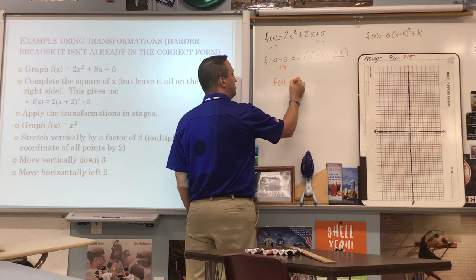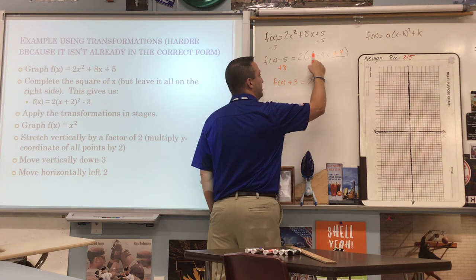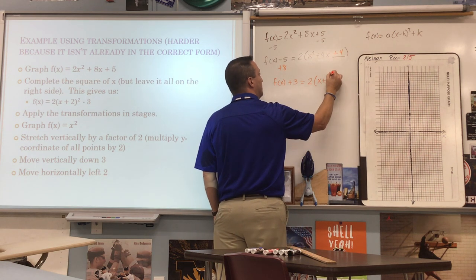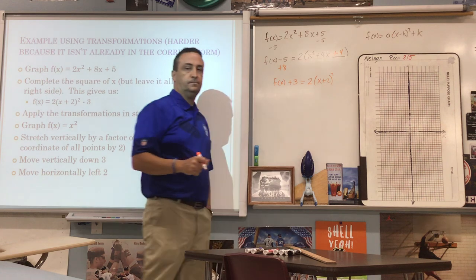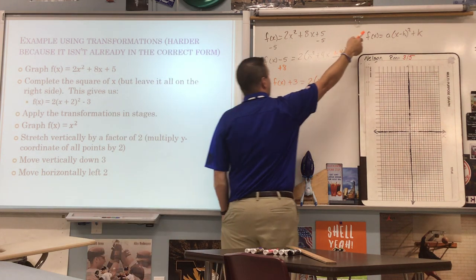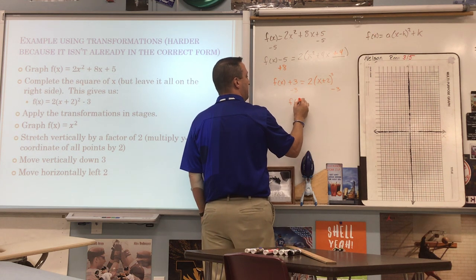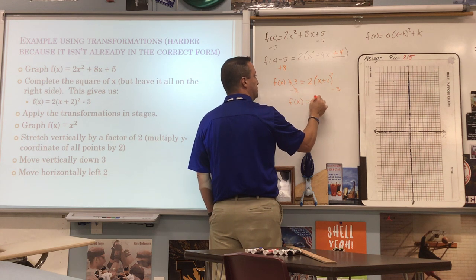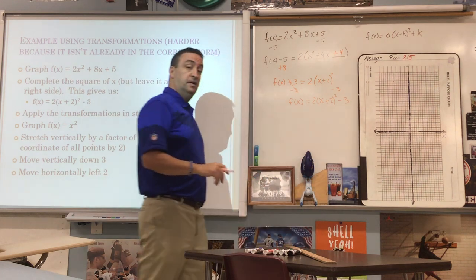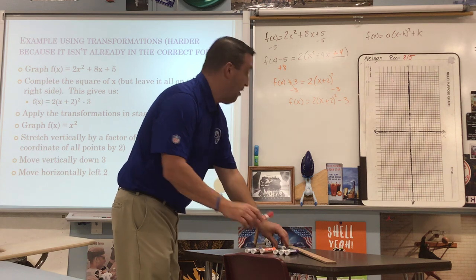So now I have f of x plus 3 over here equals 2 times, and now I can write this as a perfect square. It's x plus 2 squared, right? Last thing I have to do is I have to get f of x back alone, so I'm going to subtract 3 and get that sucker over there. There we go. So f of x equals 2 times x plus 2 squared minus 3. Now I finally have it in vertex form, so we can go over there and graph it.